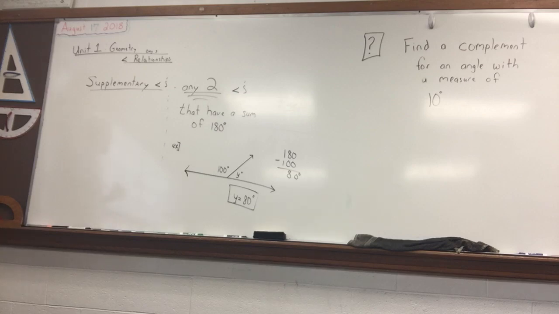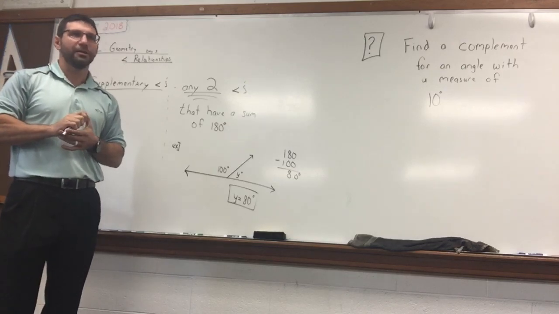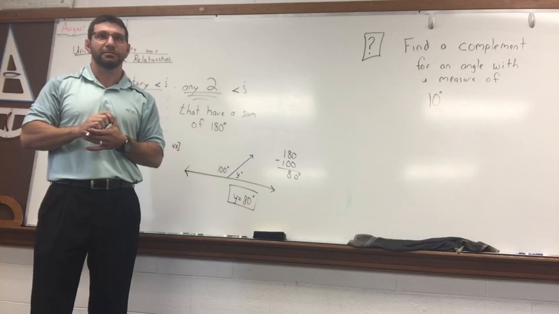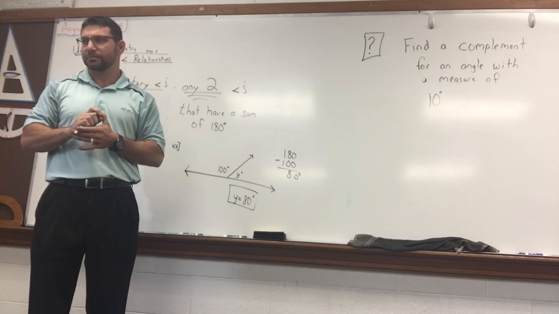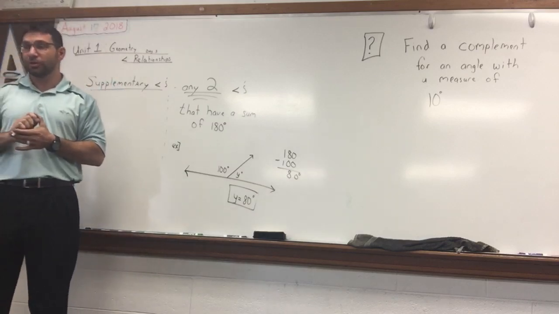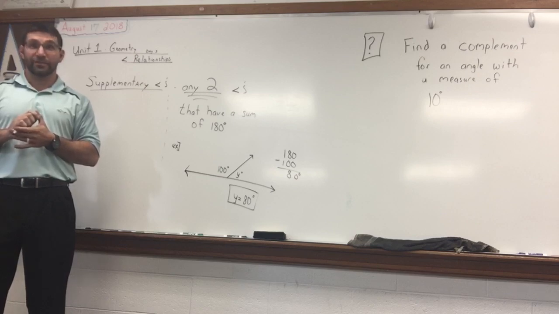Carly, how many? 2. How many angles are we given right now? 1. So what do you think we need to do to find a complement? Who thinks they have an idea? What do you think? Well, complement is like half of complementary. Close. You were right with complementary. You knew that it has to be complementary. So what do complementary angles have to be? Owen? They have to be up to 90 degrees, so they have to have a sum of 90.